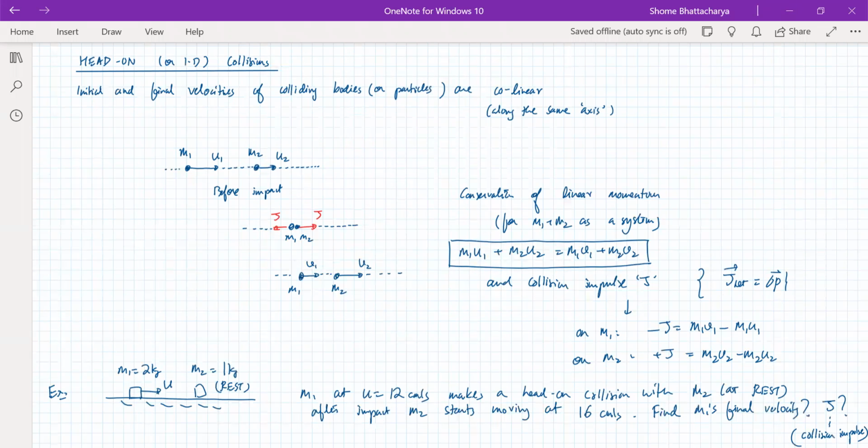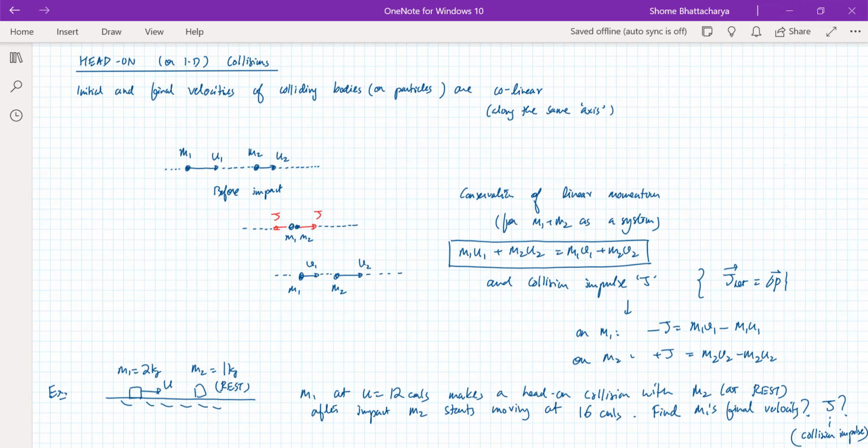So if you observe in this, a lot of information is given to us. Not only the two masses, but the two initial velocities and one final velocity is also given to us. The final velocity of the second object is given. So there's only one unknown quantity, which is the final velocity of the first object. So we just need one single equation to find that final velocity, and that will come from what? The momentum conservation. So use momentum conservation to find V1.